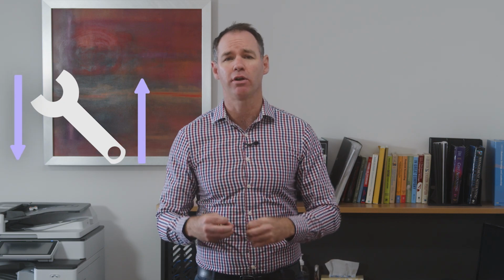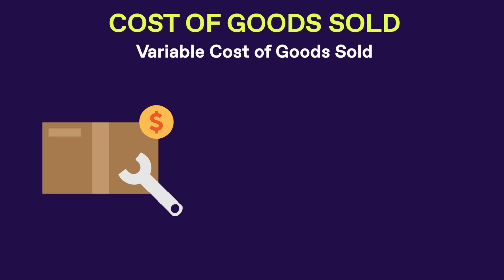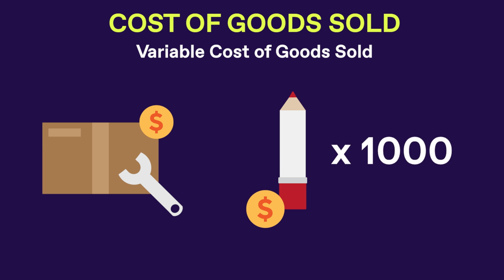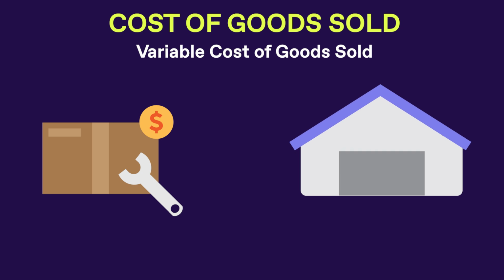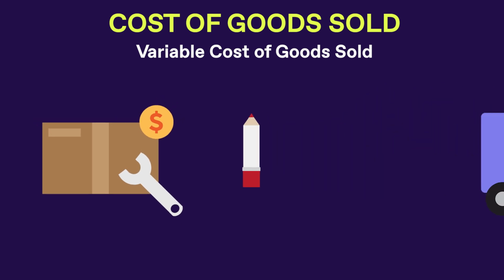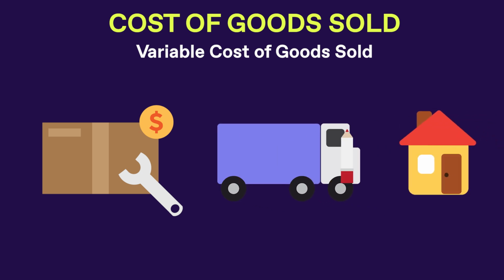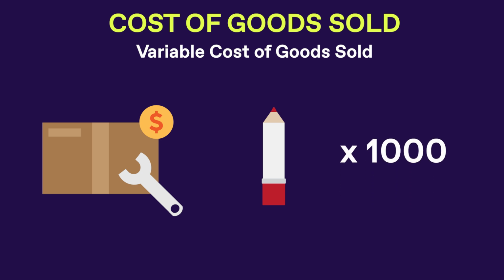Variable meaning they move up or down depending on how much or how little you sell. With a variable COG, if I'm selling these Sharpie texters, if I sell 1,000 of them, the cost of the Sharpie times 1,000 is the variable cost of goods sold. To get the Sharpie into my possession, that is another variable cost of goods sold. And then if I need to deliver it to a client, the cost of that is a variable cost of goods sold. So if I sell 1,000 of those, that's my cost.